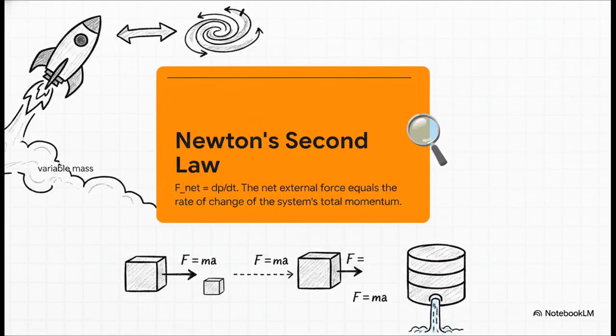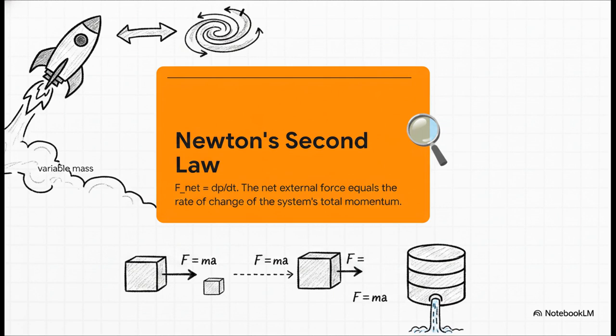And that brings us to the more powerful, the more fundamental version of Newton's second law. It's not really F equals ma, it's that the net external force is equal to the rate of change of momentum, F equals dp/dt. Now, when mass is constant, this just simplifies down to F equals ma.